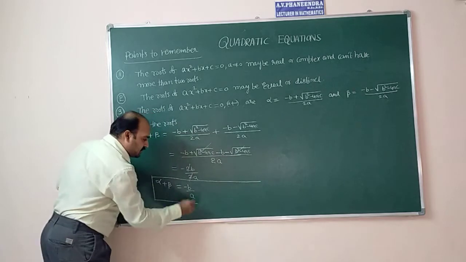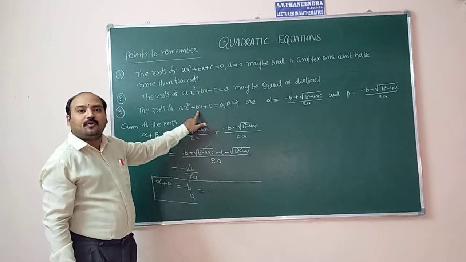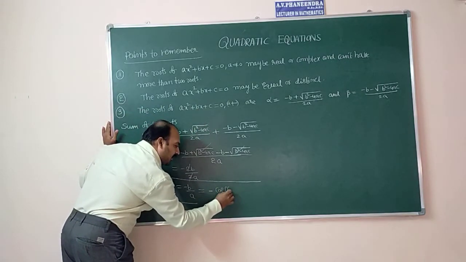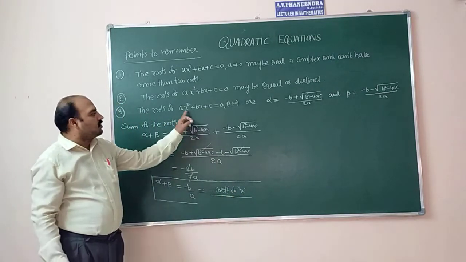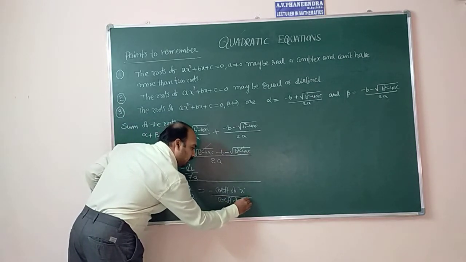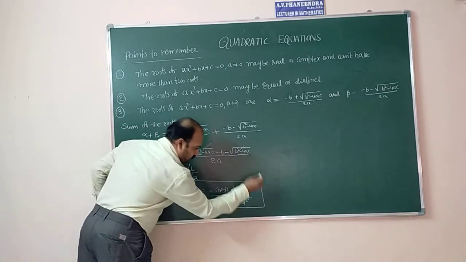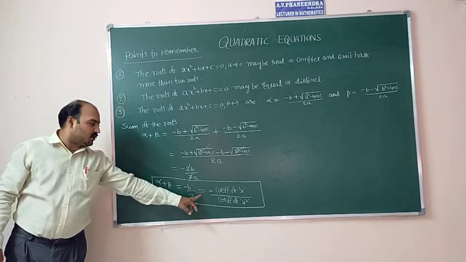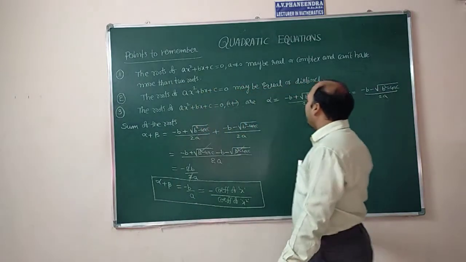In other words, minus b means what? b is the coefficient of x in the quadratic equation. So minus coefficient of x divided by a, which is the coefficient of x square. Like this, the sum of the roots, minus b by a, is equal to minus coefficient of x by coefficient of x square. Now, product of the roots.